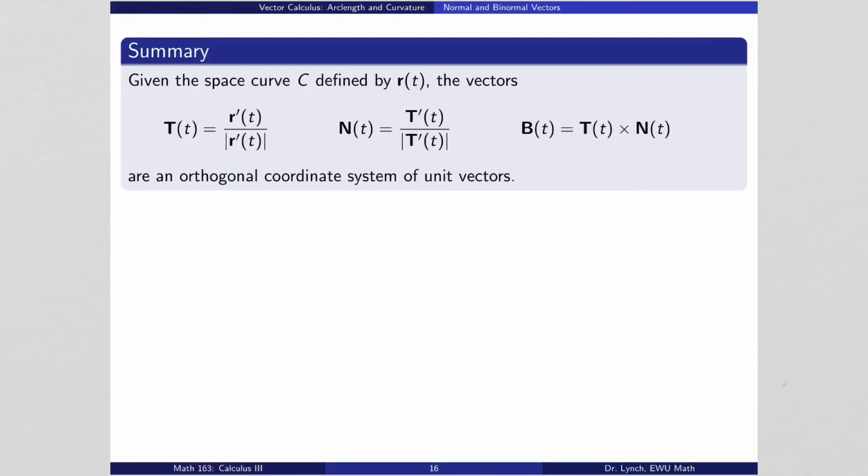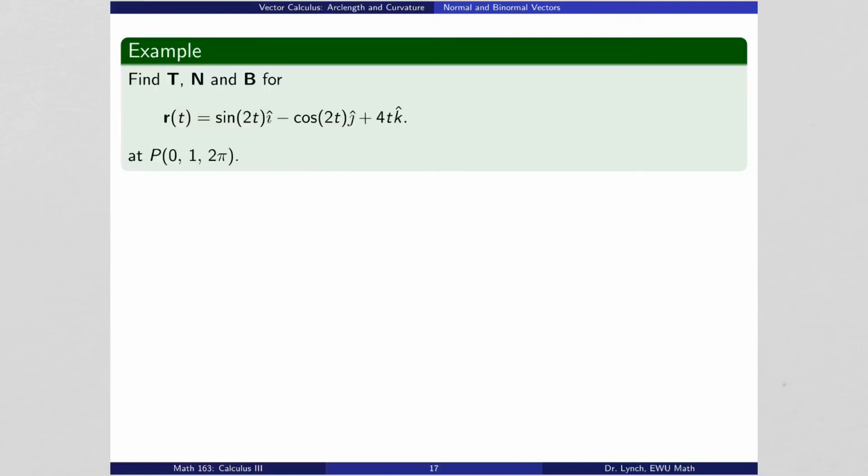Okay, so here's a quick summary. Given any space curve defined by r of t, the vectors capital T, capital N, and capital B form an orthogonal coordinate system of unit vectors, or sometimes you call this an orthonormal system. Okay, let's go ahead and have a look at an example.